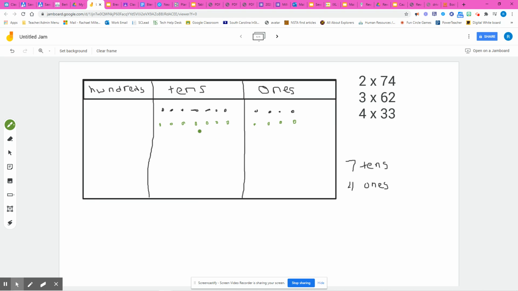Now we know that when we have a group of 10 in a place value, we can bump it over to the next place value and cash it in for 100s. So let's see how many 10s we have here. 2, 4, 6, 8, 10. Okay, and we have 4 remaining. So we're going to take these 10 tens and cash it in for 100.